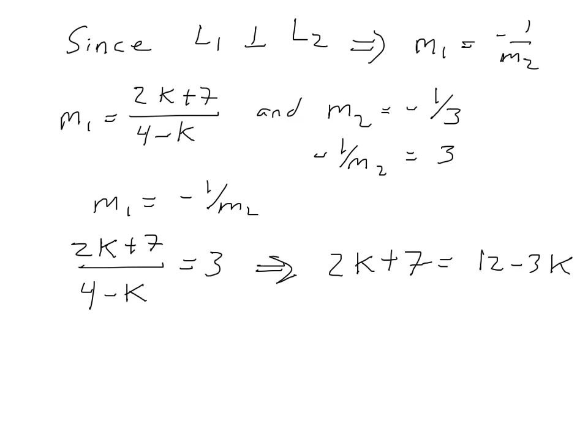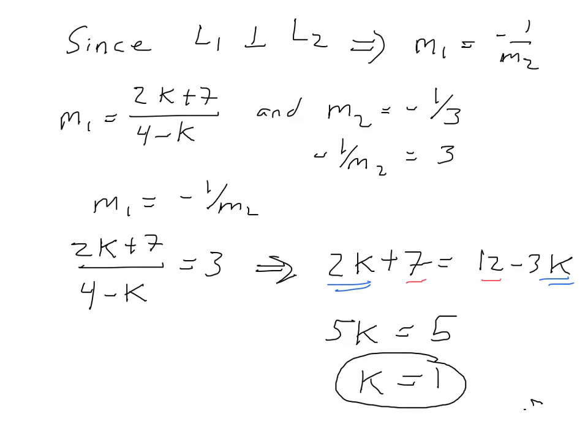And again, what I'll do is I'll get all the k's on one side and all the numbers on the other side. So let's go ahead and do that now. If I add 3k to both sides of the 2k, I get 5k. If I bring that to the other side, and if I take 12 minus 7, I get 5. So therefore k is equal to 1. And that is the final answer.